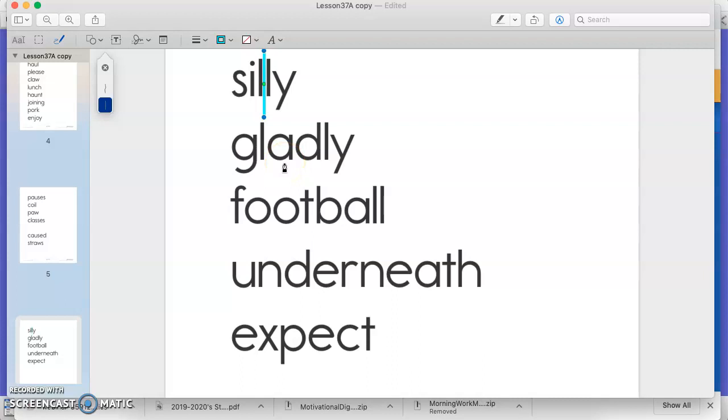All right, this word is gladly. Let's snap it. Gladly. I see vowel, consonant, consonant, vowel. We would separate it between the D and the L. Ly is a suffix.